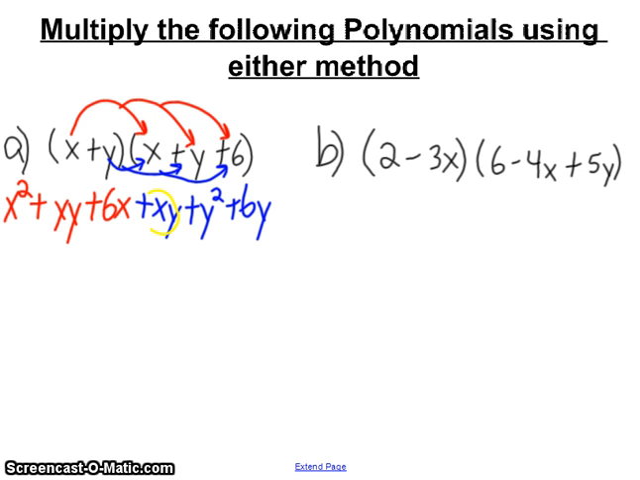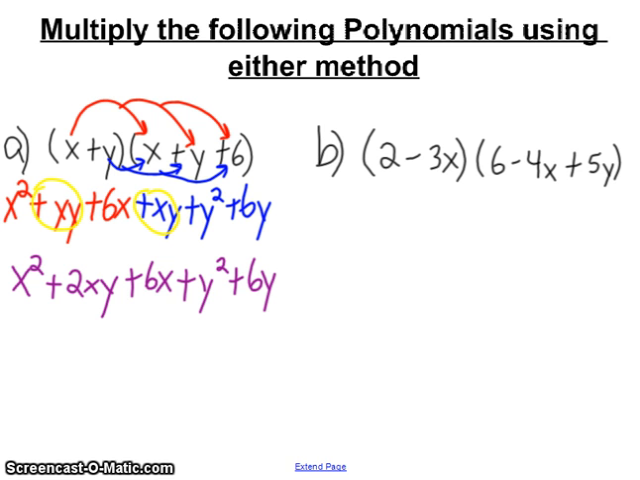In this case, I have a positive xy, a positive xy. So I have x squared. There's two of those xy's. I have the 6x, the y squared, and the 6y.